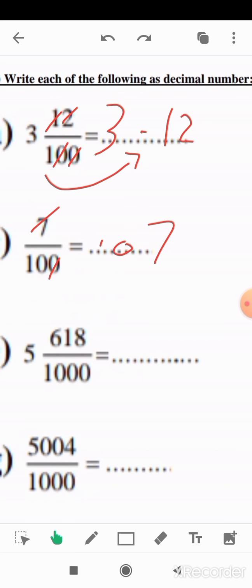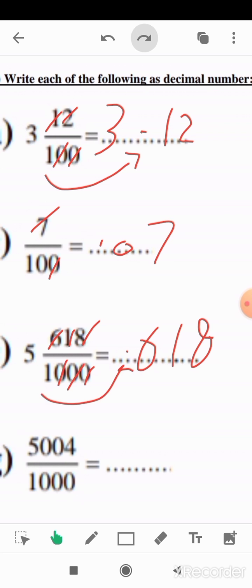So 1 will be transferred as the decimal point. Okay, in this example I have 5 and 618 over 1000. Okay, 8 will take 0 and go down, and 1 will take 0 and 6 will take 0, like this. Okay, and the point will transfer as a point and I have 5 here.